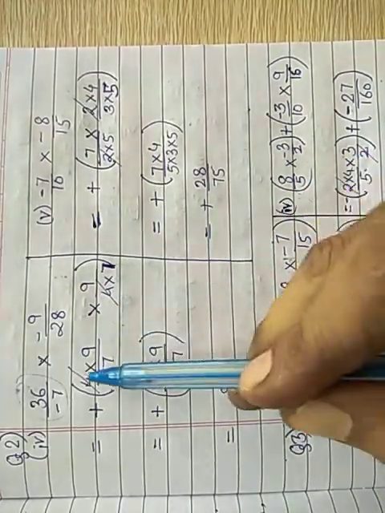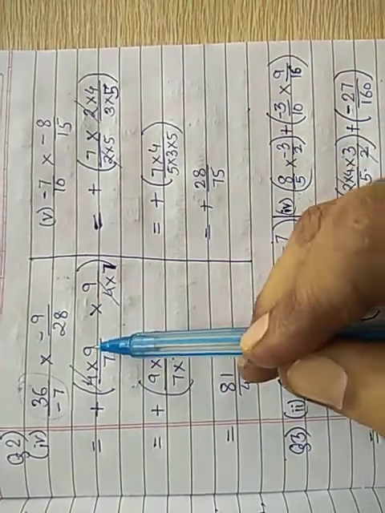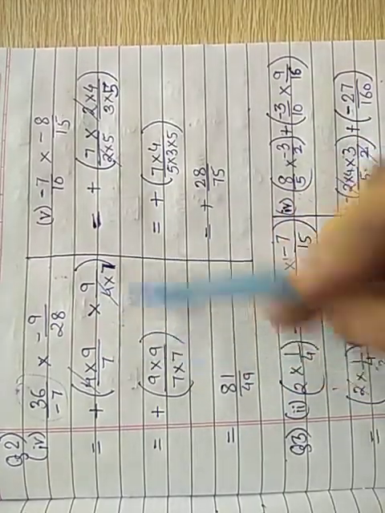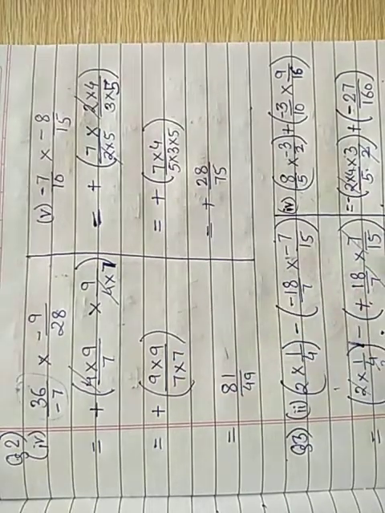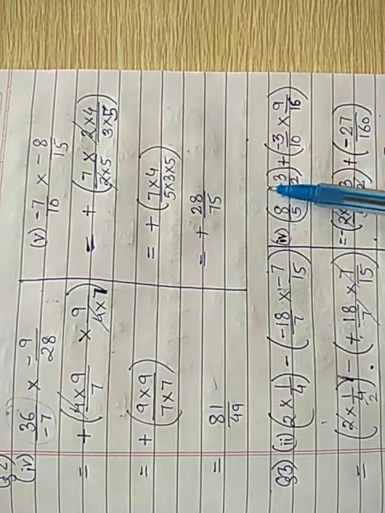Now this 4 in the numerator and 4 in the denominator gets cancelled. But this 9 and 9 can't get cancelled because both are in the numerators, as discussed. 7 into 7 will also remain as it is. 7 7s are 49, 9 9s are 81. And this gives us the answer.